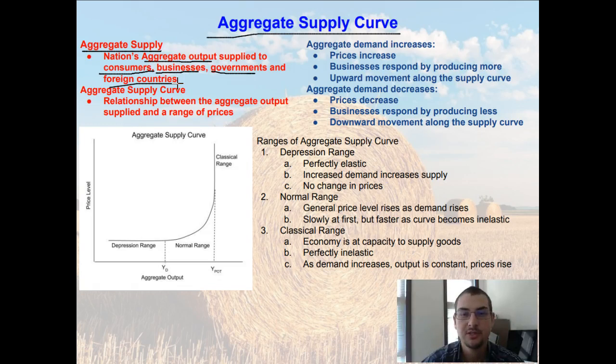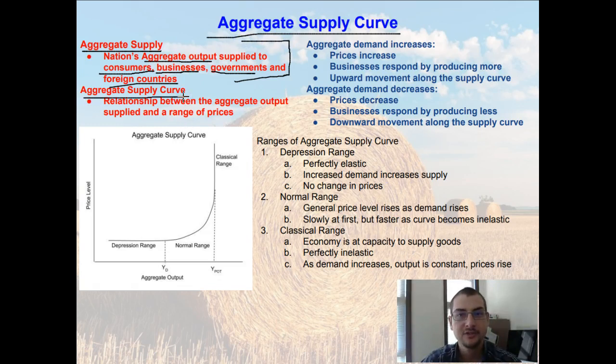Basically, how much are we producing? And if you remember back to previous lessons, we know that the aggregate output needs to equal the national income to be in equilibrium of the nation's product market. So that's going to come into play a little bit later as well. After we identify this aggregate supply, now we're going to create the aggregate supply curve.